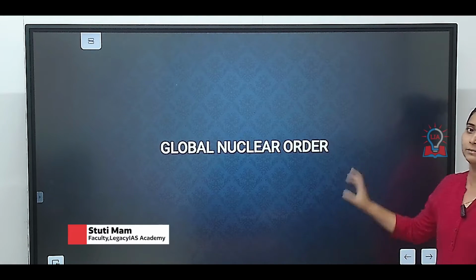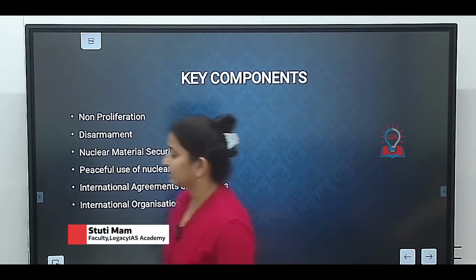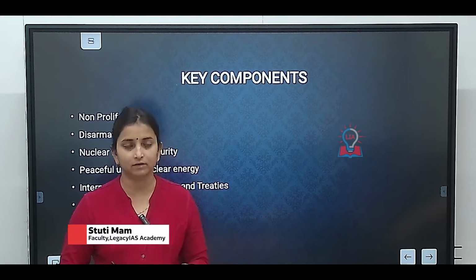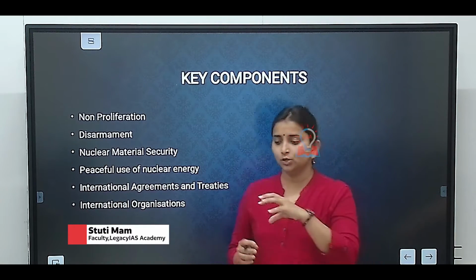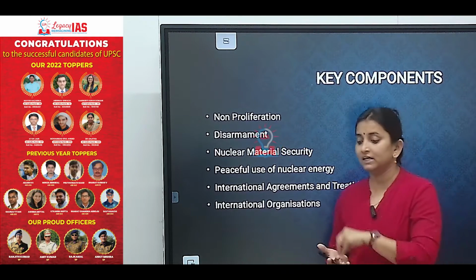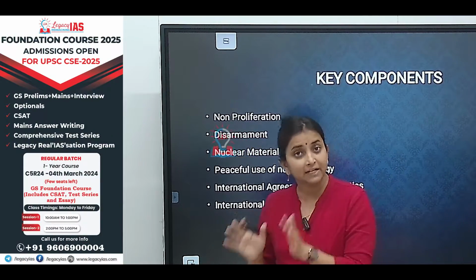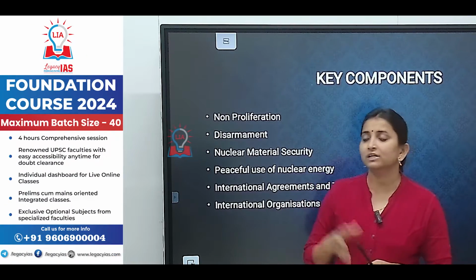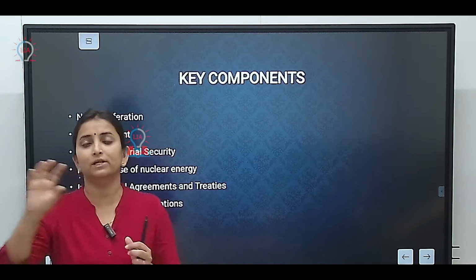In today's video, we will be discussing the global nuclear order. Now, this global nuclear order has certain key components. What is the meaning of global nuclear order? By concept, it means that nuclear fuel's utilization in energy should be more, and in arms it should be disarmed. There are certain key components which together constitute the global nuclear order.